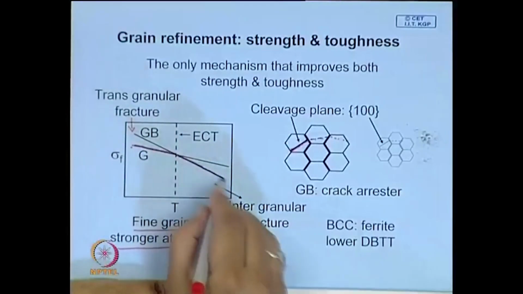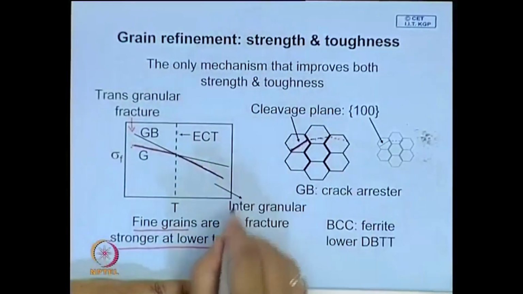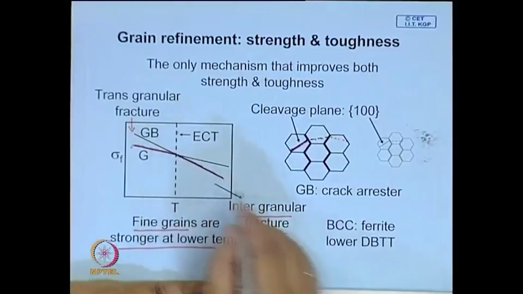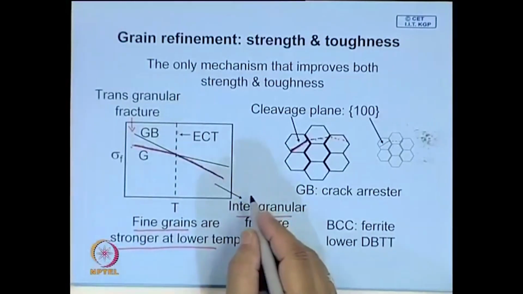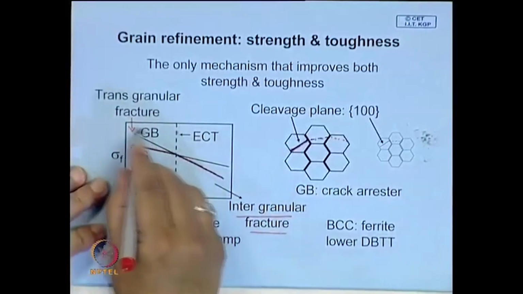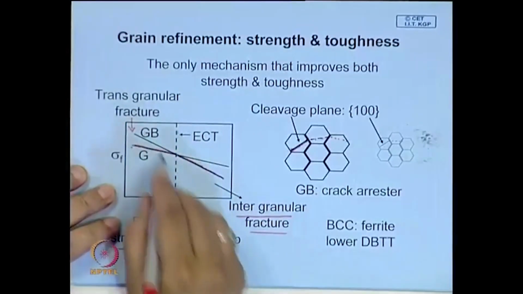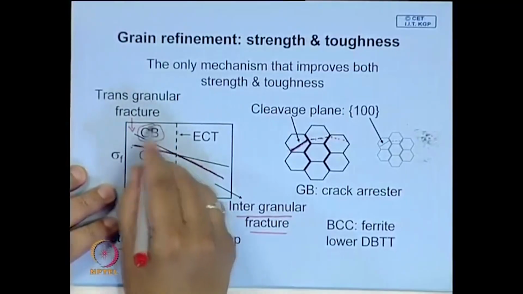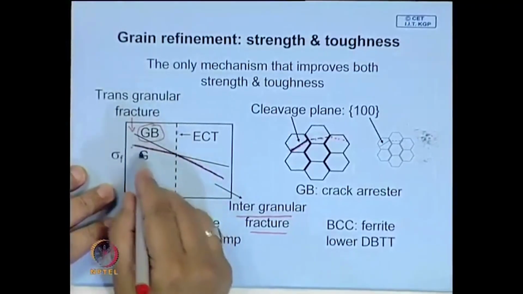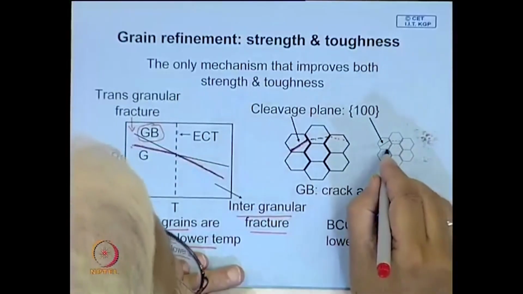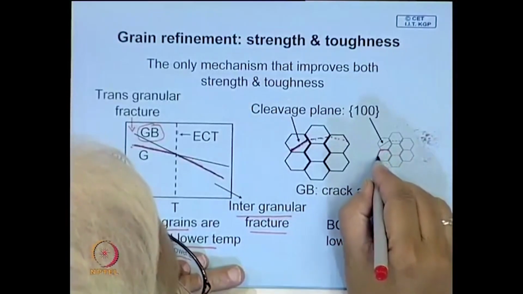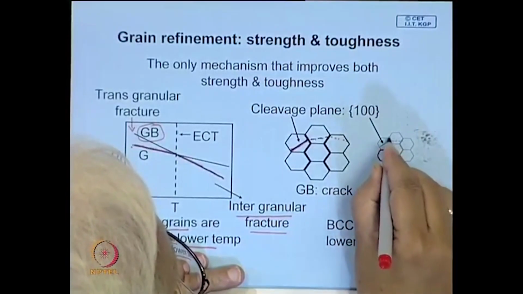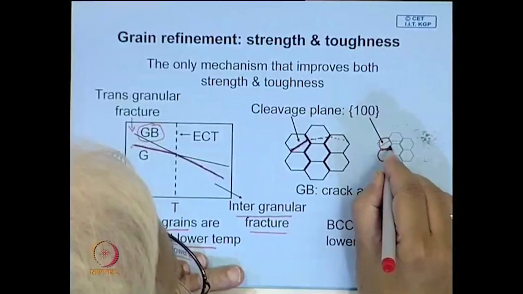And the fracture at higher temperature takes place as intergranular fracture, because the grain boundaries are weaker. Therefore, since at lower temperature grain boundaries are stronger, we try to have more grain boundary. So, the finer grain structures will be stronger, which is shown over here. These are the fine grain structures.